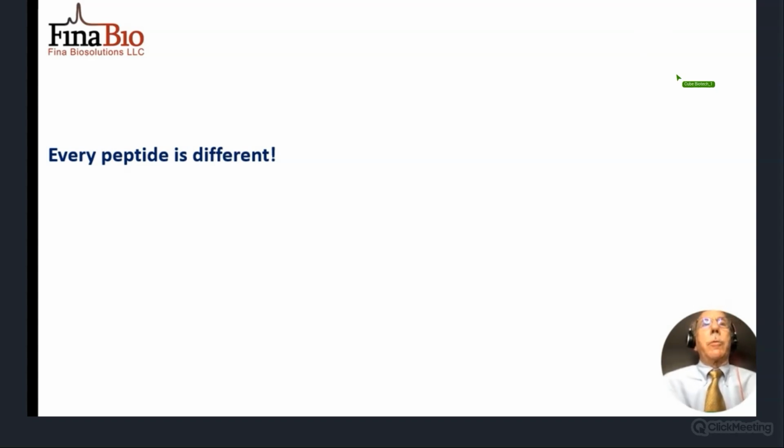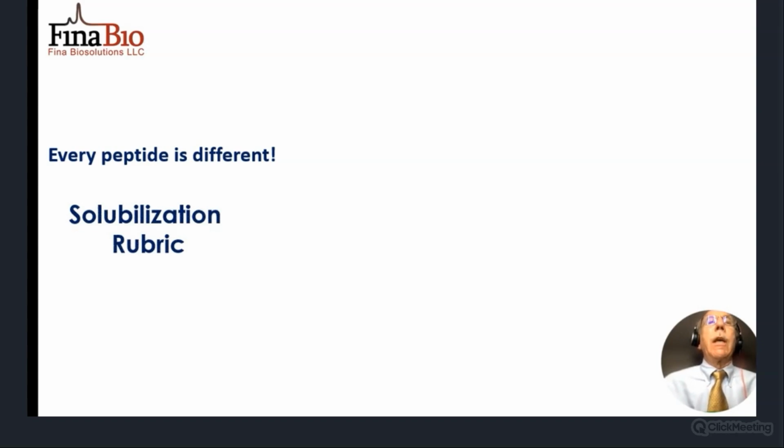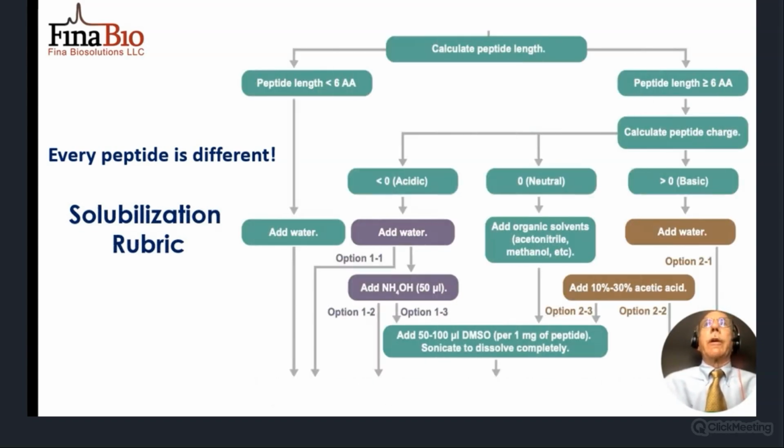Every peptide is different. Determining the suitable solubilization buffer may require some experimentation, and we use this solubilization rubric, starting with whether it's a shorter or longer peptide, acidic, basic, or neutral. This helps determine at least a guess about how to get going. For example, for an acidic peptide, you may need to add a little bit of ammonium hydroxide as a base. For a basic peptide, adding acetic acid, you may need organic solvents like acetonitrile or DMSO in order to experiment to find a suitable buffer.